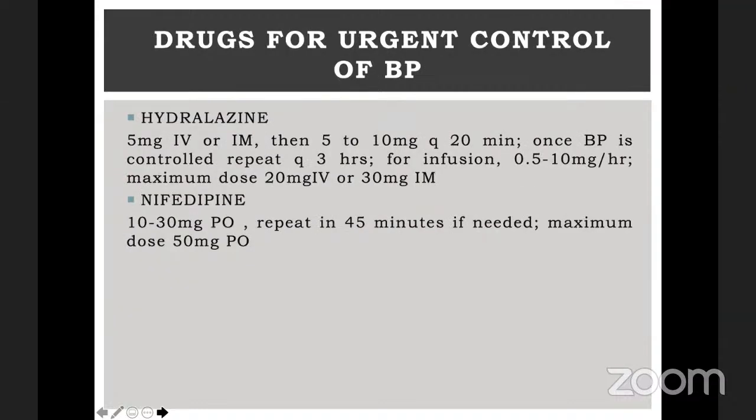Drugs for urgent control of BP: hydralazine 5 mg IV or IM, then 5 to 10 mg every 20 minutes. Once BP is controlled, repeat for 3 hours. For infusion, 0.5 to 10, maximum dose 20 or 30. Nifedipine 10 to 30 mg orally, repeat in 45 minutes if needed. Maximum dose is 50.